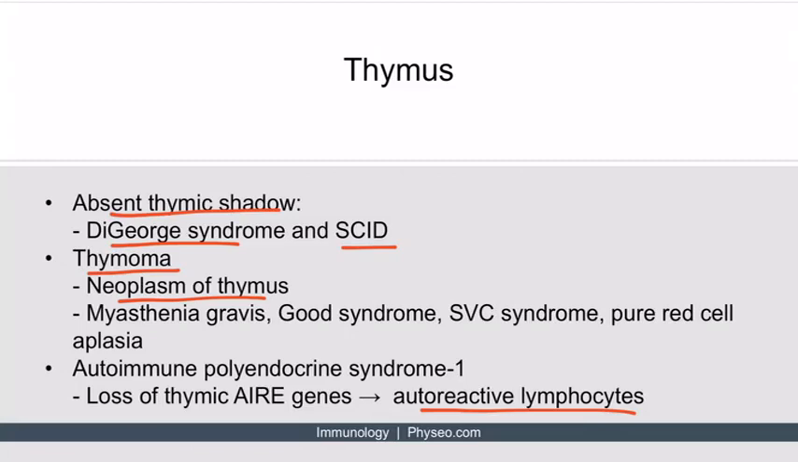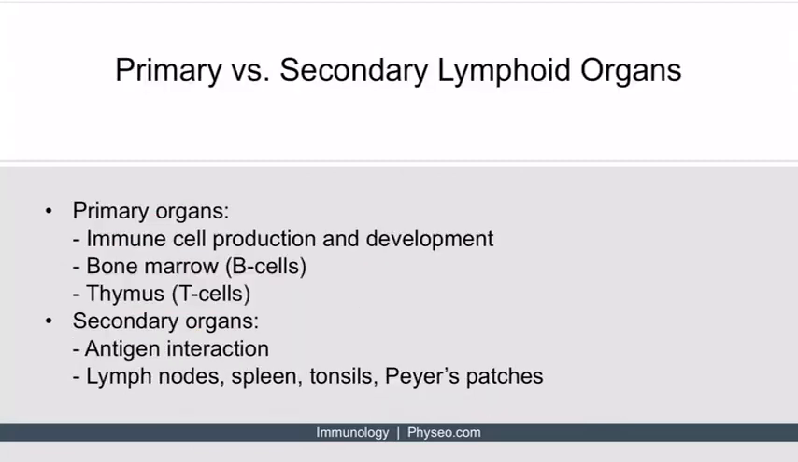All right, that's all for primary lymphoid organs. Now let's discuss secondary lymphoid organs. Again, secondary organs include lymph nodes, the spleen, tonsils, and Peyer's patches. Let's discuss lymph nodes first.